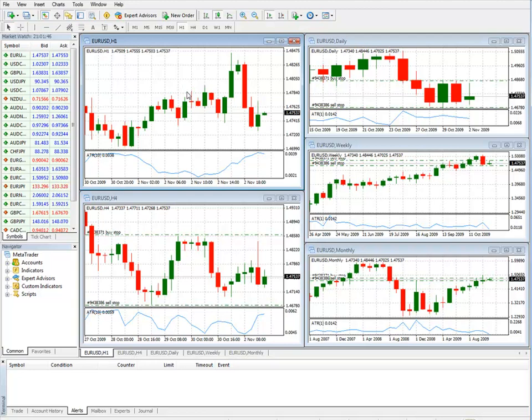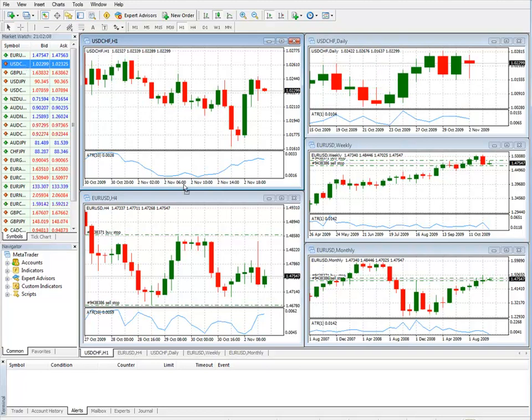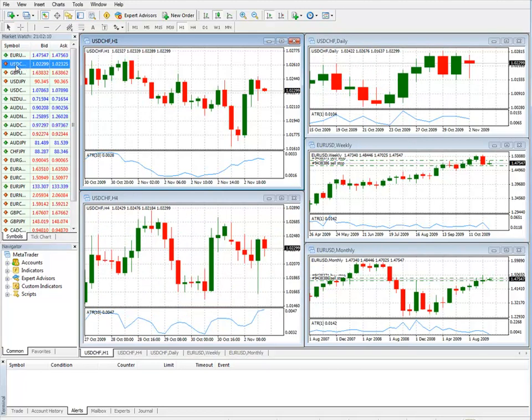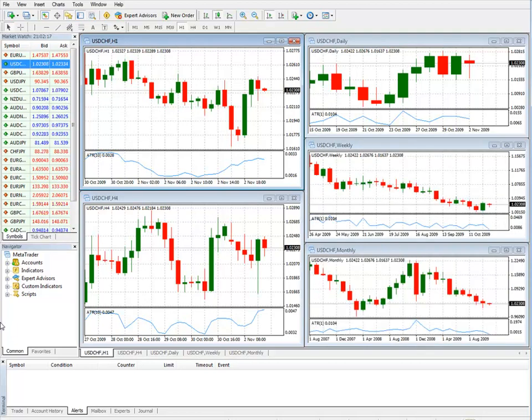Now here's what we're going to do. What we want to do is use a different currency pair, and we're going to use the US dollar Swiss franc. But we're going to have the same kind of profile set up here. So here we go. Drag, drop, drag, drop, drag, drop, drag, drop, drag, drop.